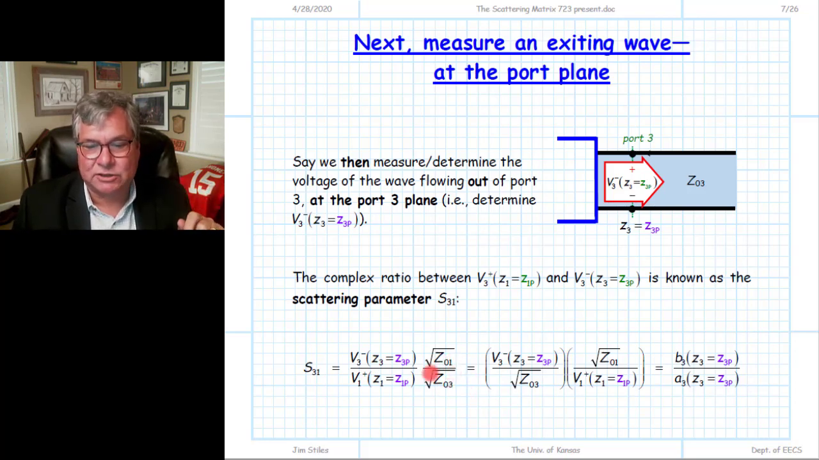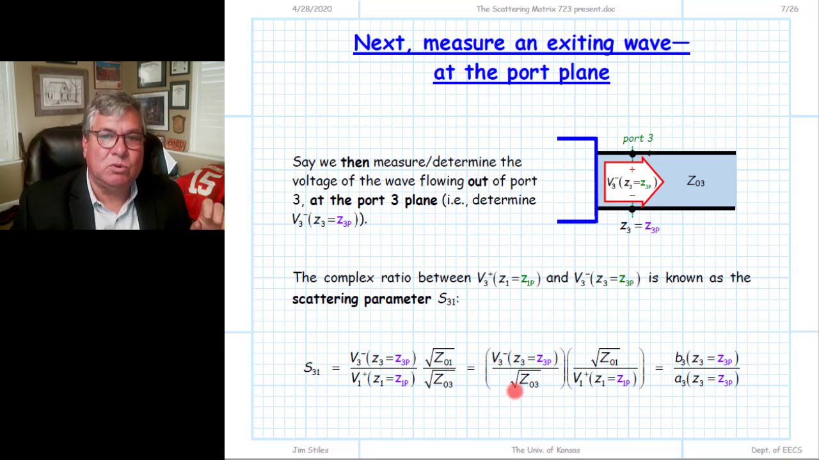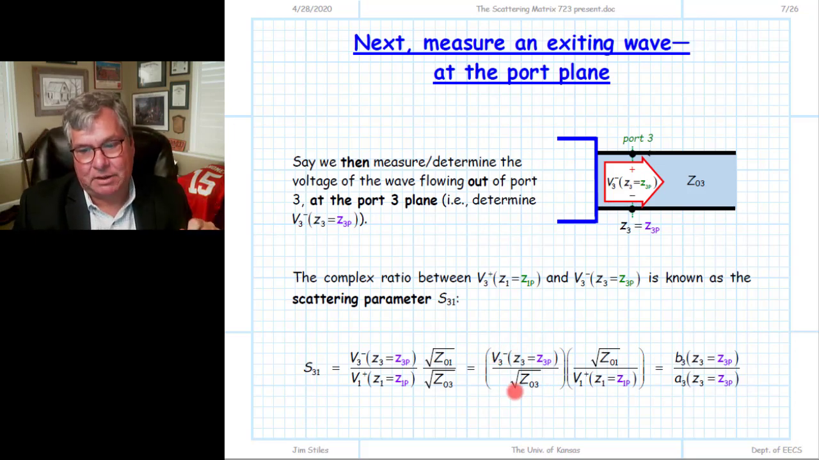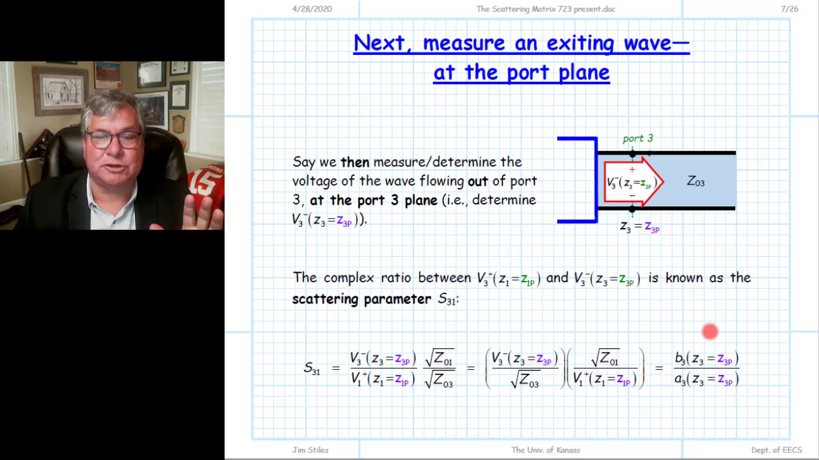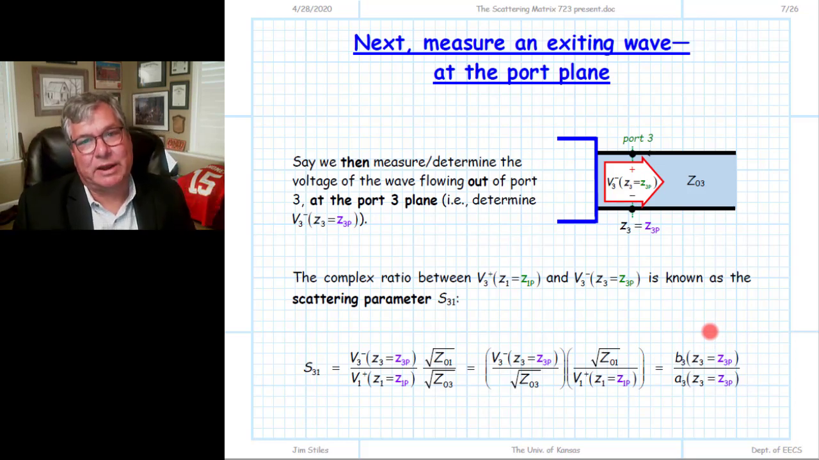But no, these are right, because let's go through and rearrange them in this way. When we do that, what we see is V3 minus divided by the square root of the characteristic impedance that it's propagating on the transmission line. And of course, we recognize that, hopefully, as the new normalized wave function B. Since it's propagating on the third transmission line, the third port, we give it the subscript 3. So this is the value of our normalized wave B3 evaluated now at the port plane. Remember, B was a function of position z.